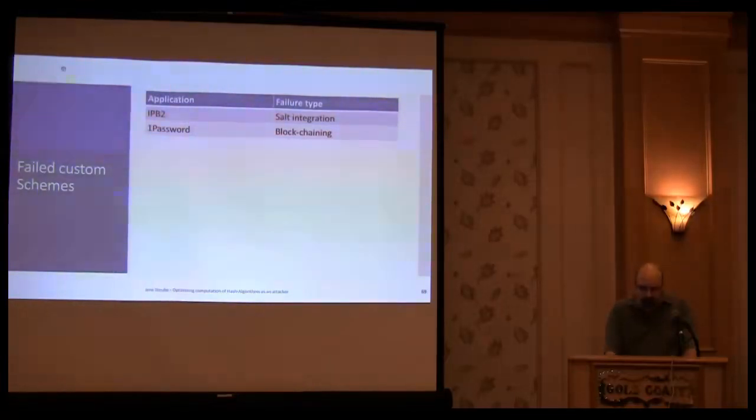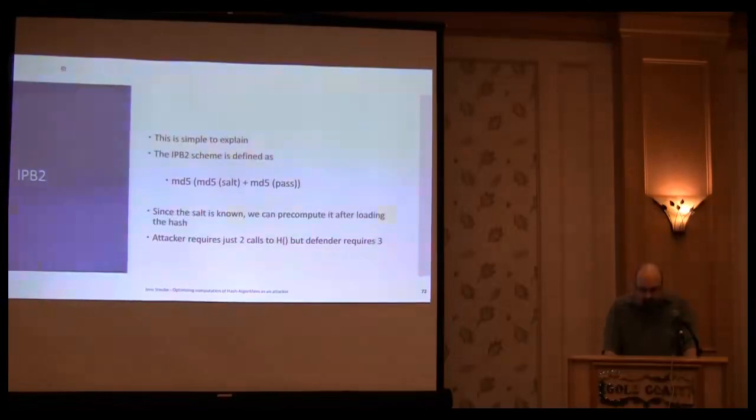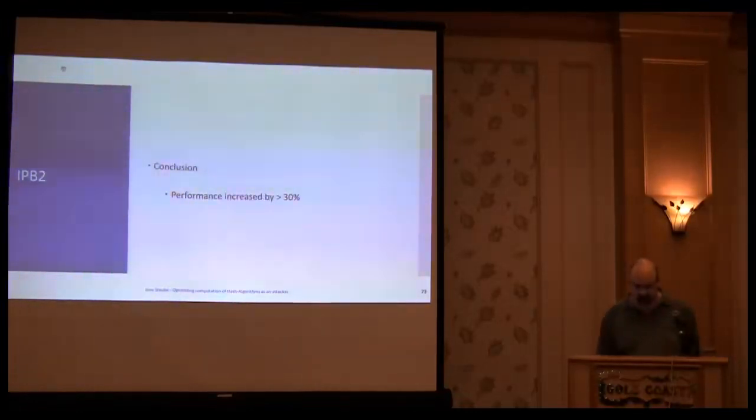So the first one is IPv2. IPv2 is using MD5 in a very strange way: they hash with MD5, and the result is the ASCII hex representation, and that one is hashed again. The salt is fixed, and since the salt is fixed, we can pre-compute that part for the entire thing. So instead of doing 3 MD5 calls, we just need 2. So we have more than 30%.